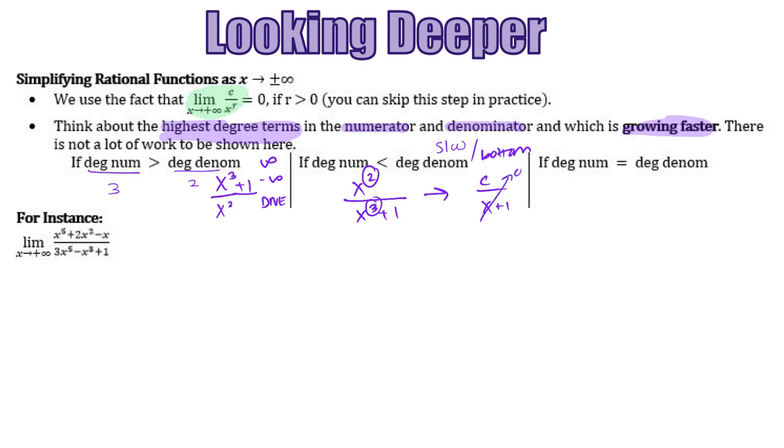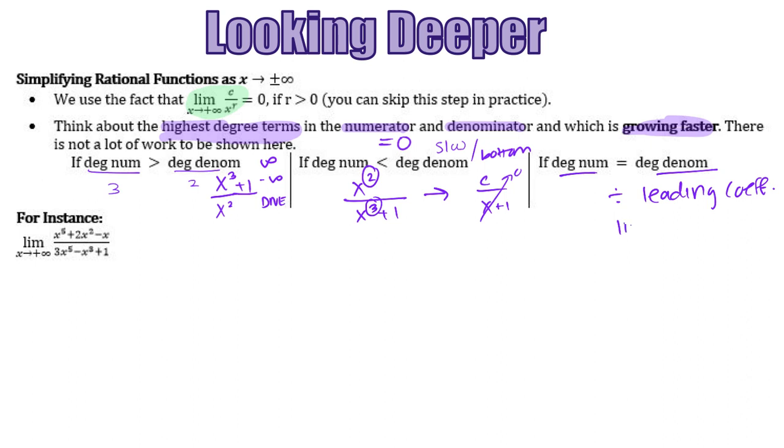So if the degree of the numerator is less than the degree of the denominator, we can say that that limit is going towards 0. If the degrees are exactly the same, then we're going to just divide the leading coefficients. And that's when we're going to have horizontal asymptotes.